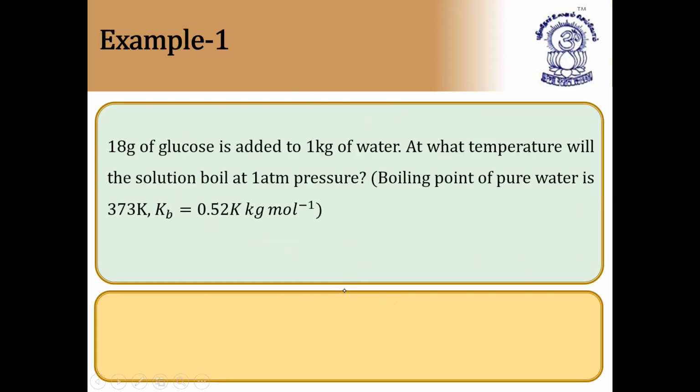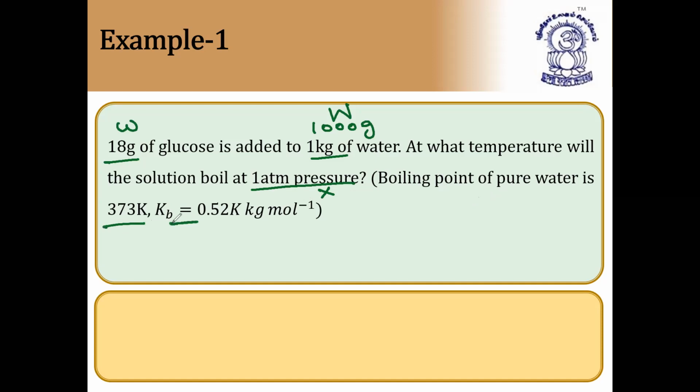Next question. 18 grams of glucose is added to 1 kg of water. At what temperature will the solution boil at 1 atmospheric pressure? So 18 grams of glucose is added to 1 kg of water, 1000 grams of water. So capital W is given, small w is given. Pressure is not required here, it is just a constant. So the boiling point of pure water is 373 kelvins, already we know.